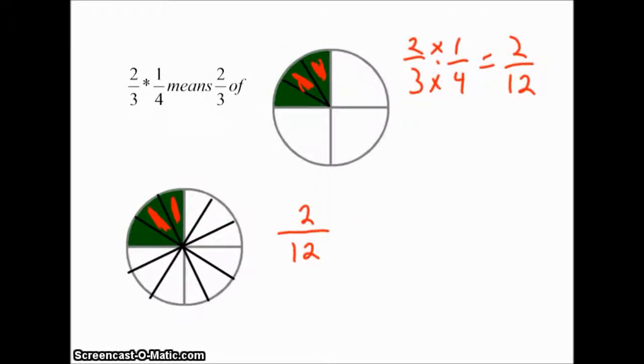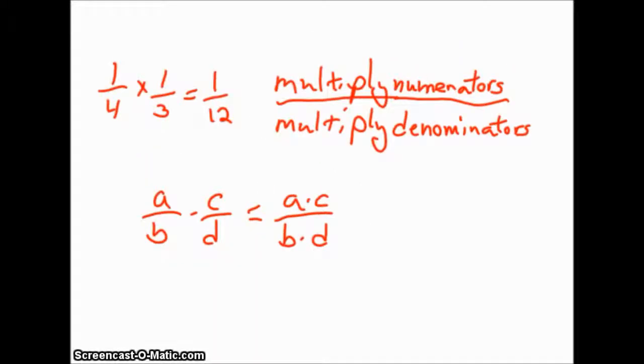So it seems that we can multiply the numerators to get the total for the numerator. We multiply the denominators to get the total out of the denominators. So overall, when we're multiplying a fraction by a fraction, in this example, a over b times c over d, our answer will be a times c over b times d.